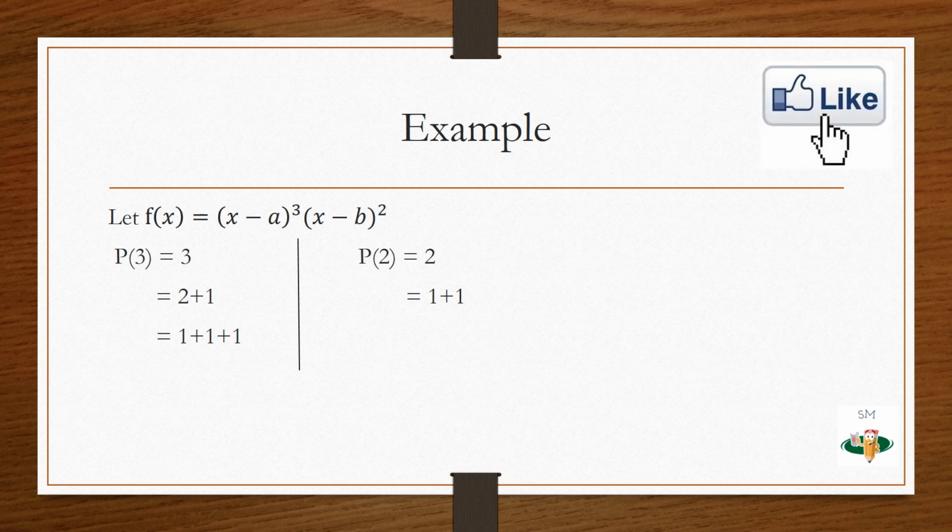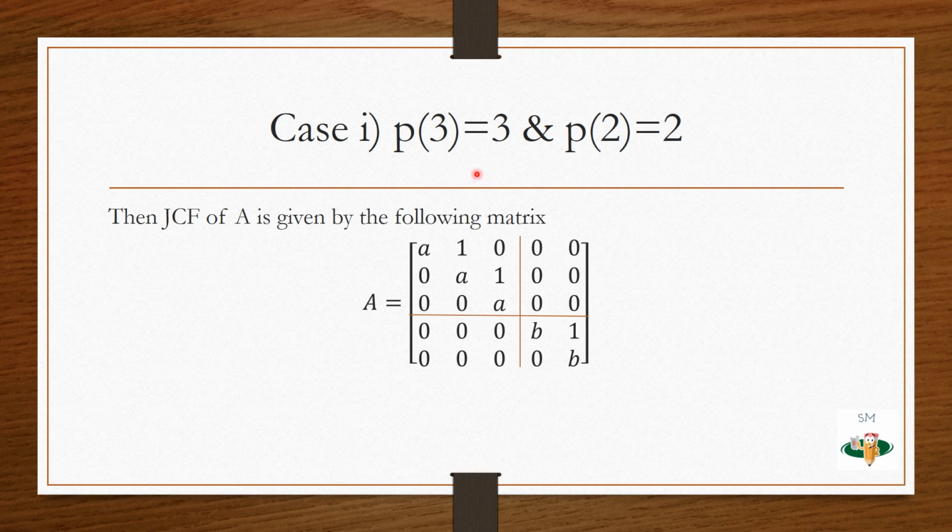First case, P of 3 equal to 3 and P of 2 equal to 2. Partition of 3 will be 3 and partition of 2 will be 2. Then the Jordan canonical form of A is, as we already know, a block diagonal matrix. Totally this is a 5 cross 5 matrix, since we are finding partitions for 3 and 2, so 3 plus 2 is 5. The matrix will be a 5 cross 5 matrix consisting of block diagonal matrices: a 3 cross 3 block and a 2 cross 2 block.